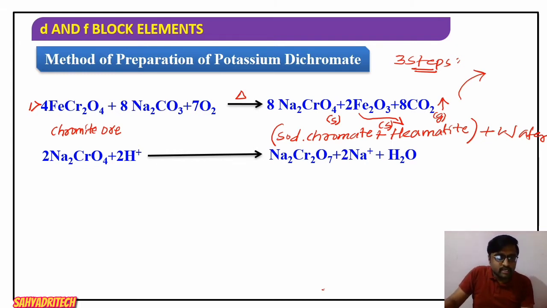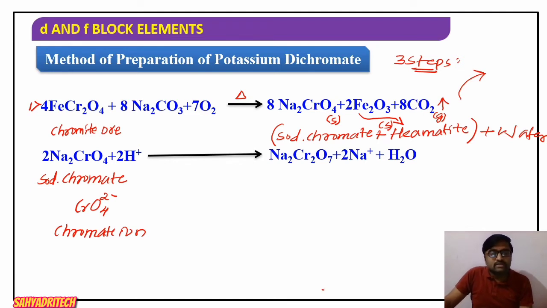Sodium chromate, Na2CrO4. And what is the ion here? CrO4 2 minus, the chromate ion. The name of the ion is the chromate ion, CrO4 2 minus. So when sodium chromate is treated with a mineral acid like sulfuric acid, what happens?